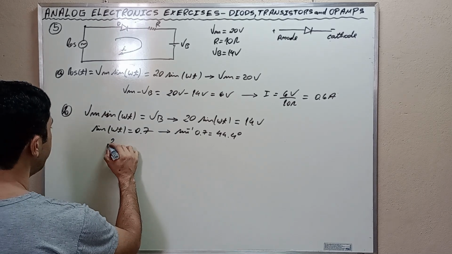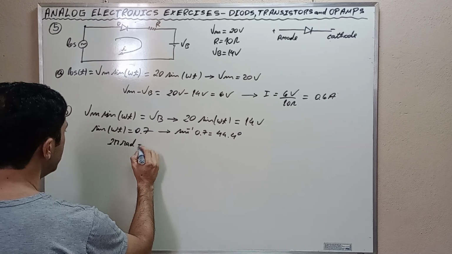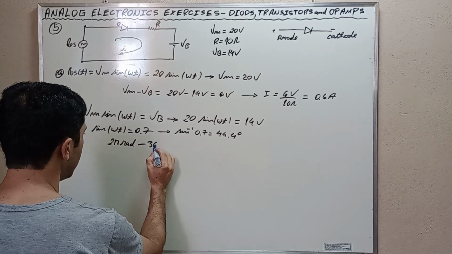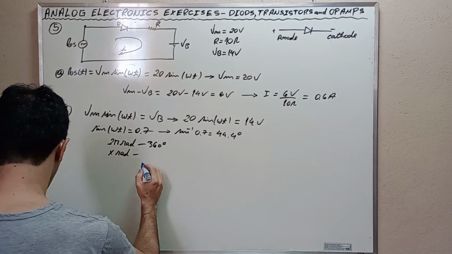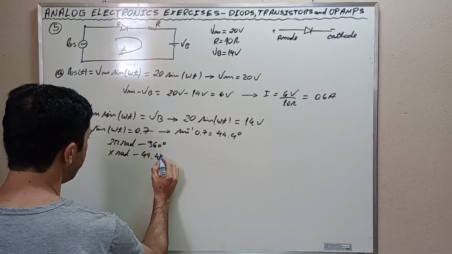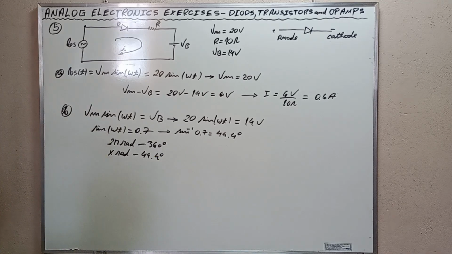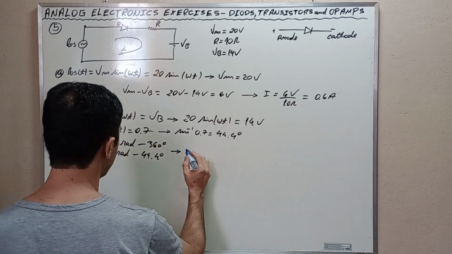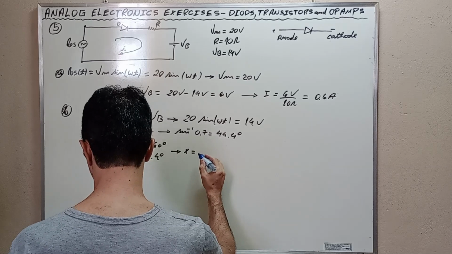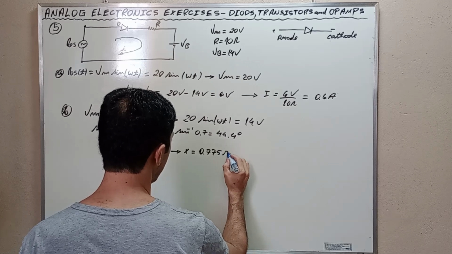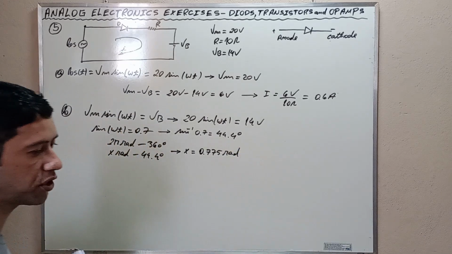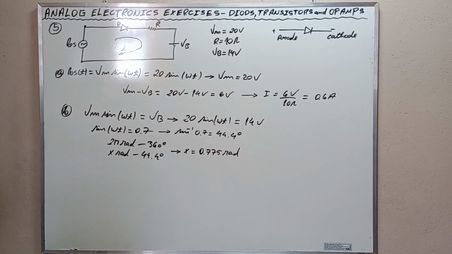So let's convert this angle to radians. 2 pi radians is equal to 360 degrees. X radians is equal to 44.4 degrees. Okay, this is a rule of 3 in which we find that x is equal to 0.775 radians. We are going to work with radians rather than degrees.